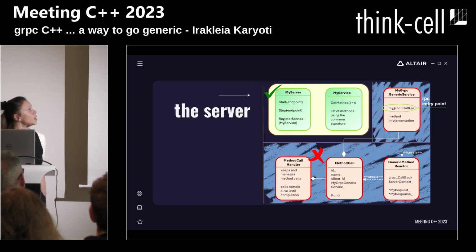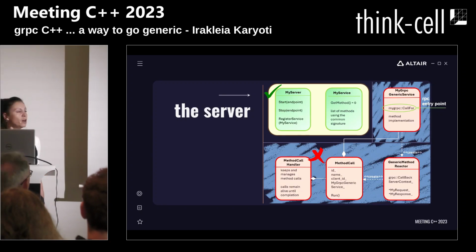And externally, we have my service. Now all of our services are going to implement just that. The my service implementation will contain a list of methods using the common signature, but also there is a get method, and get method needs to be implemented for each method in order to bind the particular method to a standard function object that we will be able to call by name. My server provides APIs like start, stop, register service. All those are quite the same, just like gRPC.